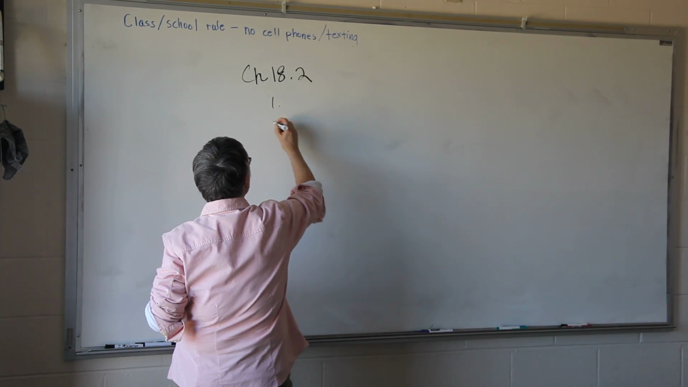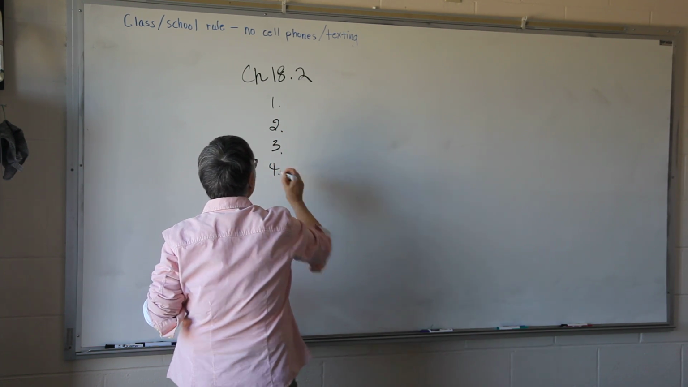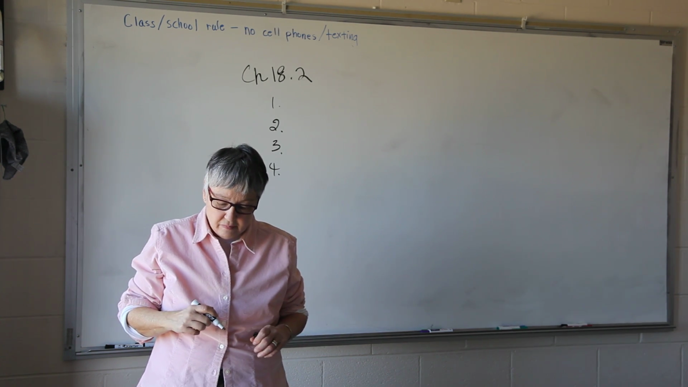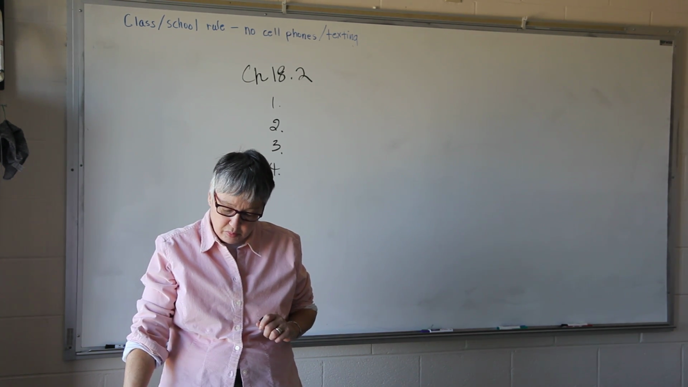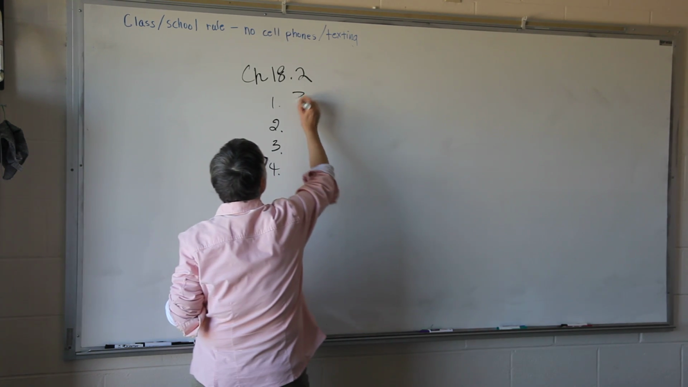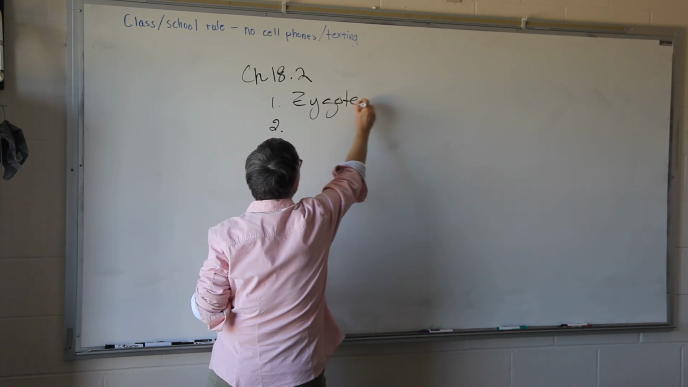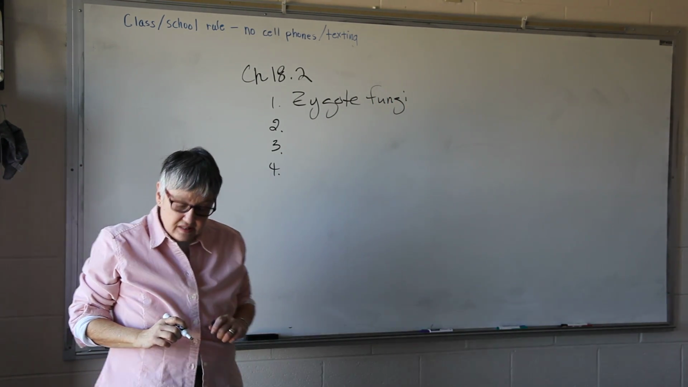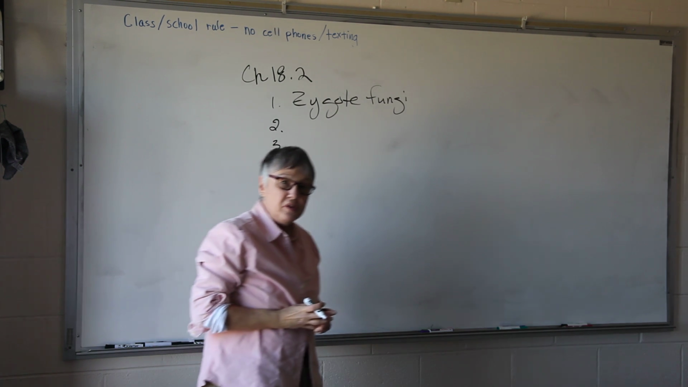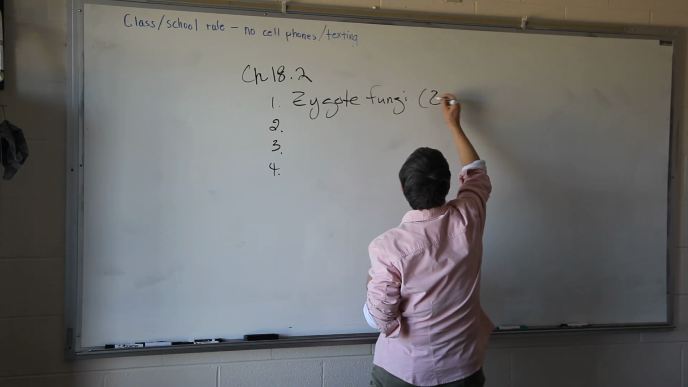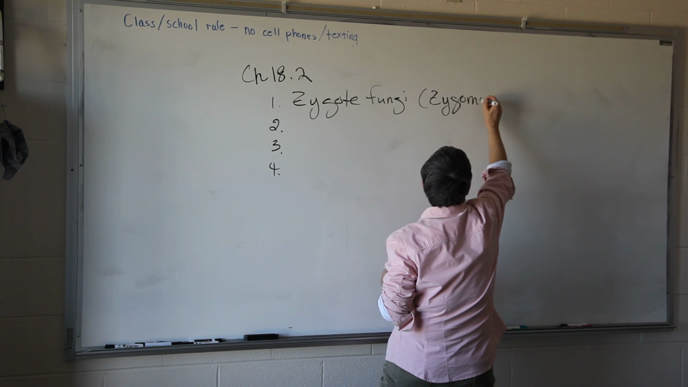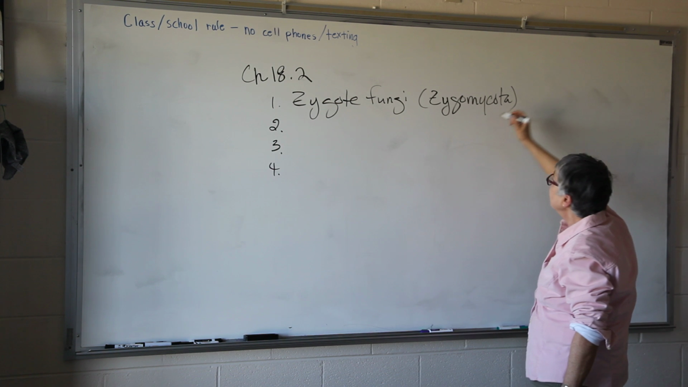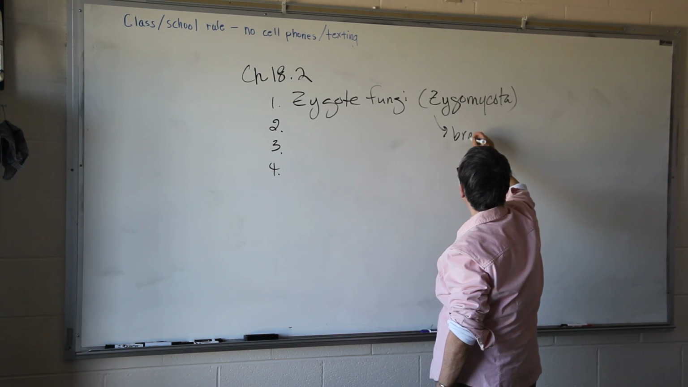So we have 4 groups that I'm going to talk about. There are more, but we're going to focus on the most important. One group are informally called the zygote fungi, at least from your textbook. These are technically called the Zygomycota. And this includes the common bread mold.